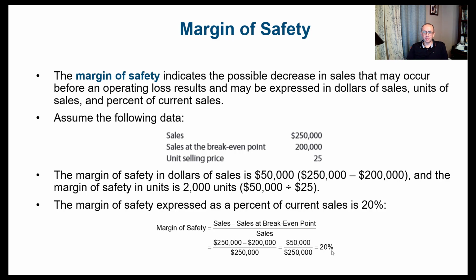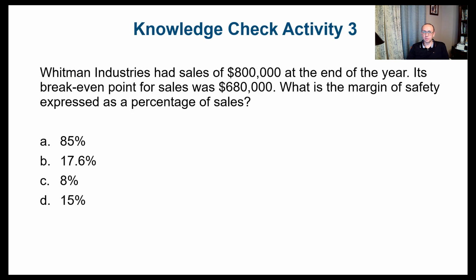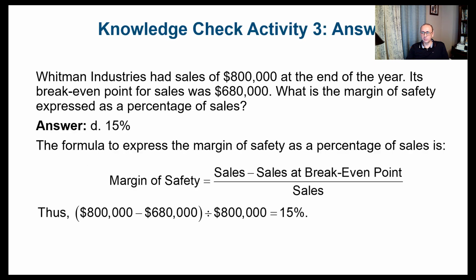So let's see an example to test our knowledge. Whitman Industries had sales of $800,000 at the end of the year. Its break-even point for sales was $680,000. What is the margin of safety expressed as a percentage of sales? So basically we get 800 minus 680, and that would be 120,000, divided by the sales, which is 800, and that would give us our safety margin, or the margin of safety. So in this case, 800 minus 680 divided by 800, that's 15%. So the right answer is D.